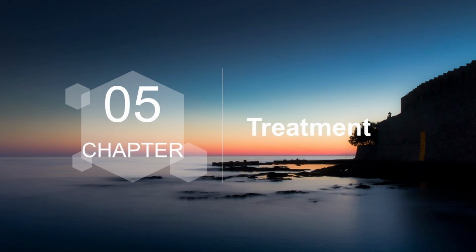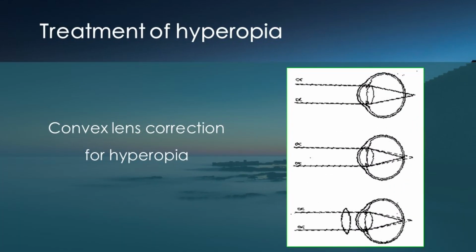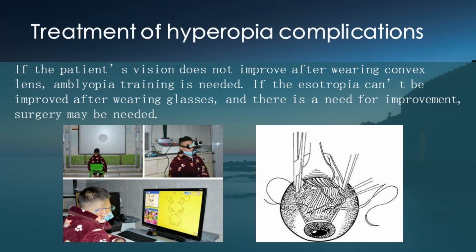Treatment. The treatment of hyperopia adopts the method of convex lens correction. Through the refraction of the convex lens, the image can fall on the retina and solve the problem of unclear near vision. If the patient's vision does not improve after wearing convex lenses, amblyopia training is needed. If the condition can't be improved after wearing glasses, and there is a need for improvement, surgery may be needed.